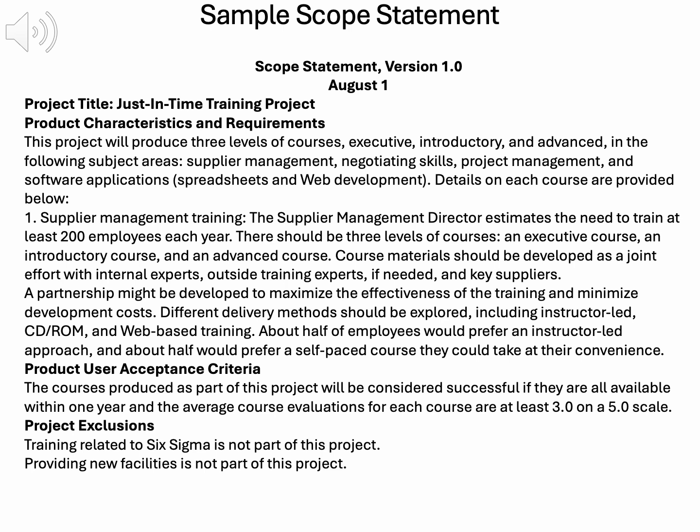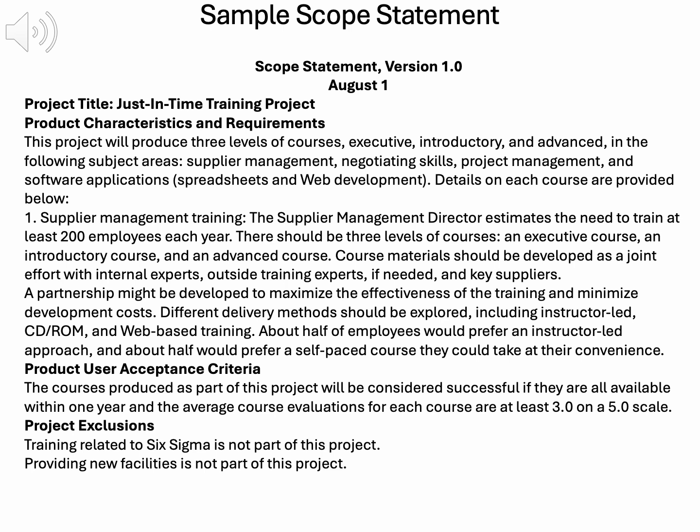User acceptance criteria define success. The courses must be available within 1 year, with average evaluations of at least 3.0 on a 5.0 scale. This measurable standard ensures stakeholder satisfaction and validates deliverables, aligning with scope management planning.